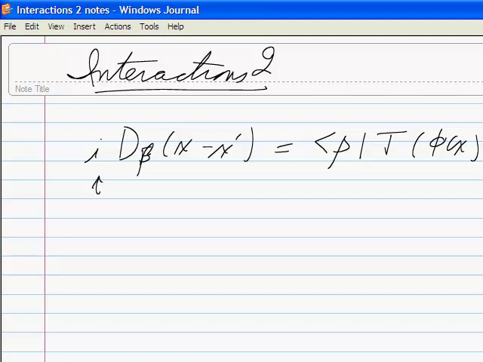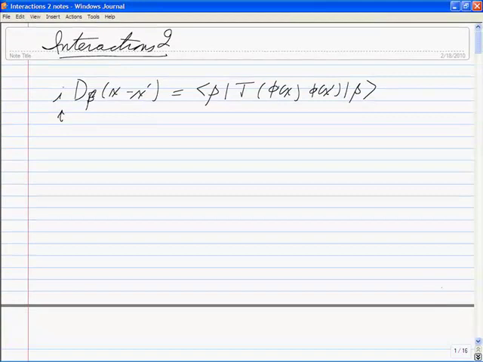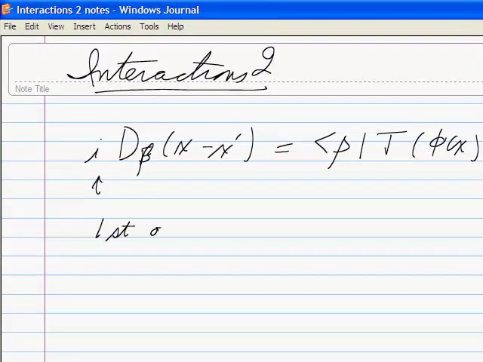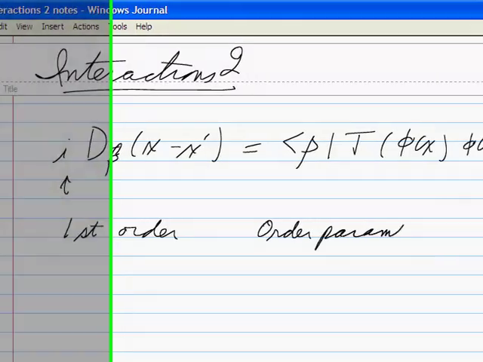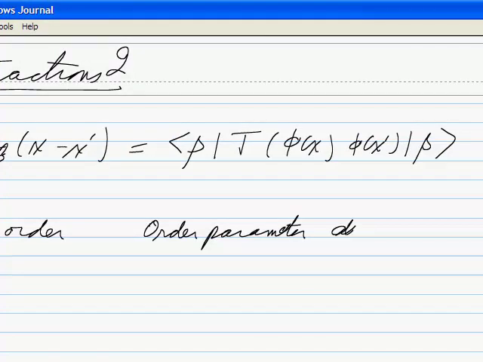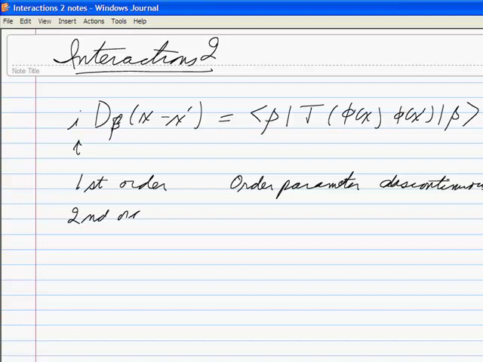Other comments on the homework that I just handed back. There was a good deal of confusion between first order and second order. Let me remind you, first order and second order phase transitions are ones where the order parameter, whatever the thing that governs the phase transition, it's called the order parameter, is discontinuous for first order. So it jumps from one to the other. Second order, whatever the thing is, it goes continuously.